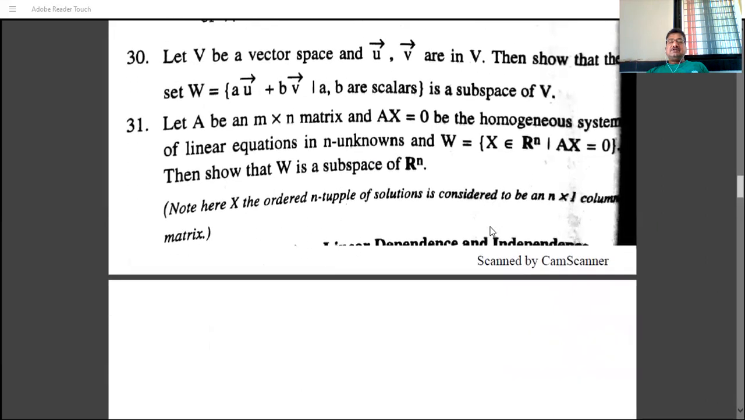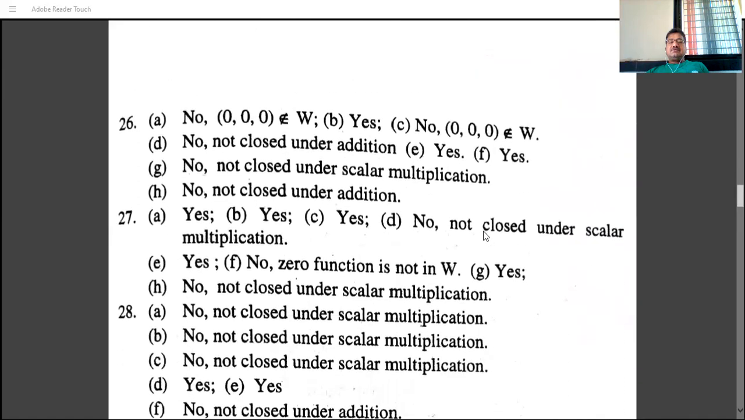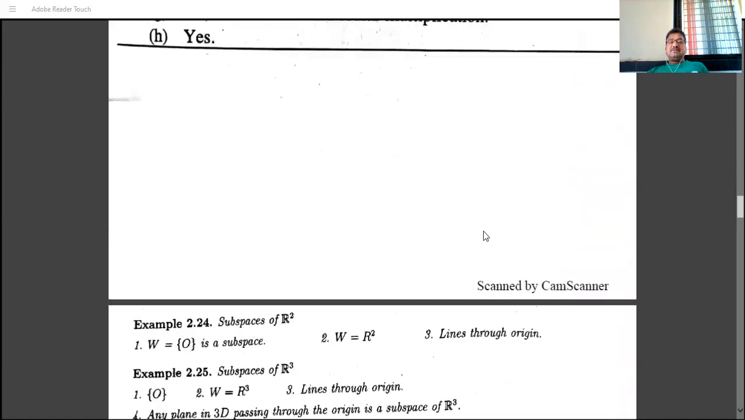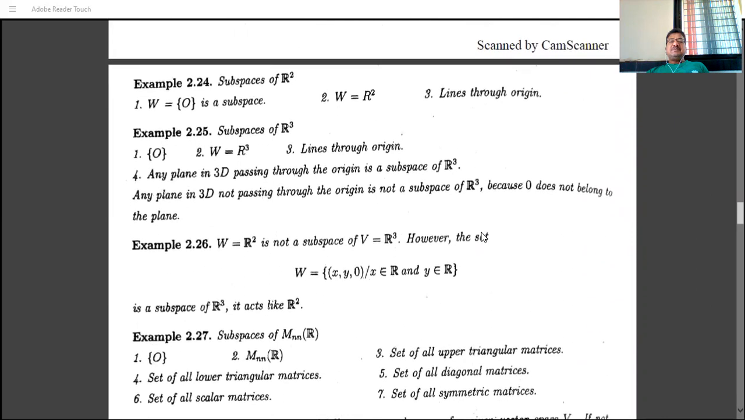So solve all these problems. So answers are given. These are the answers. Subspaces of R2: we know that singleton 0, the set containing only the 0 vector, and itself W. Every set is a subset of itself. So R2 is a subset of R2 and singleton 0 is a subspace of R2. So these are the two obvious trivial subspaces of R2.